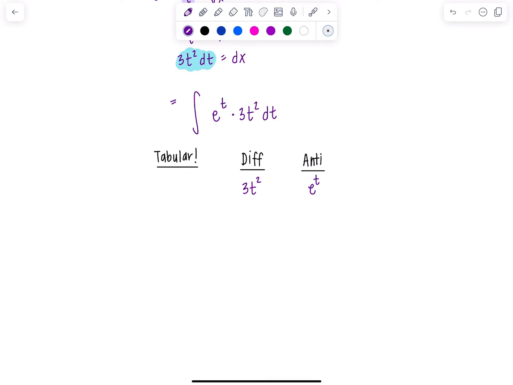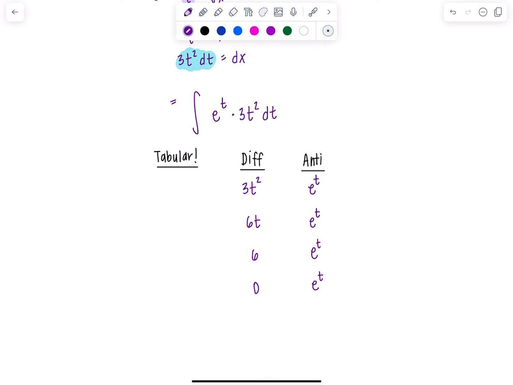Okay, so let's start taking derivatives. Derivative of 3t squared is 6t. Derivative of 6t is 6. And then keep going. You got to hit 0. And then since I have 4 entries, 4 rows, then you just fill in the other column the same number of times. Okay, so that basically tells you your stopping point.